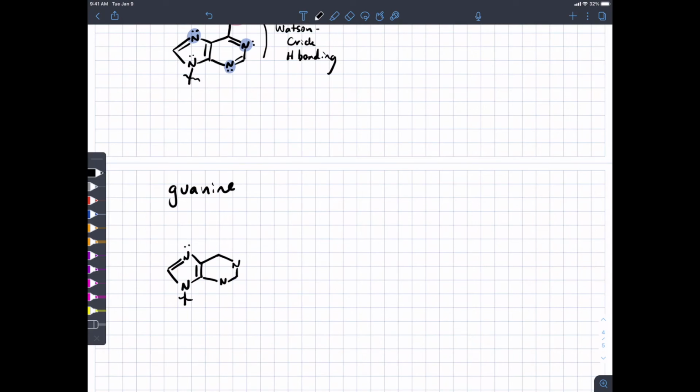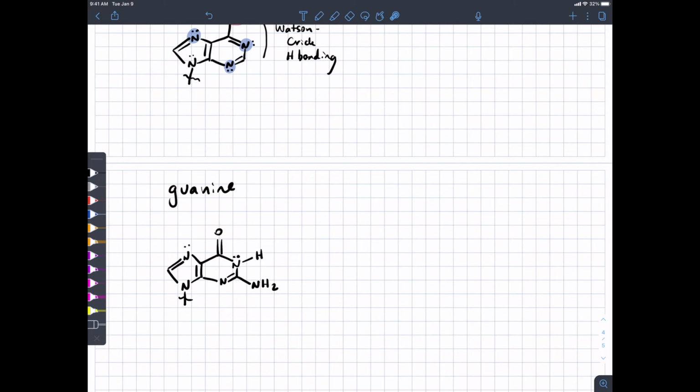In guanine, you've got an exocyclic amino group here. So that's new because up in adenine we didn't have that. And then, let's see, you've got a nitrogen-hydrogen bond there, and then you have a carbonyl oxygen there. This system is still aromatic.